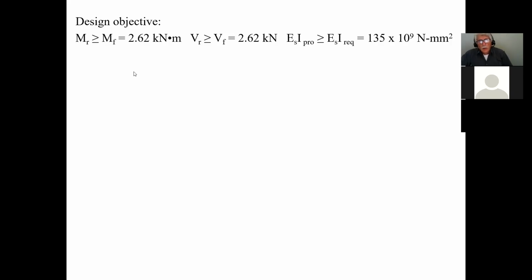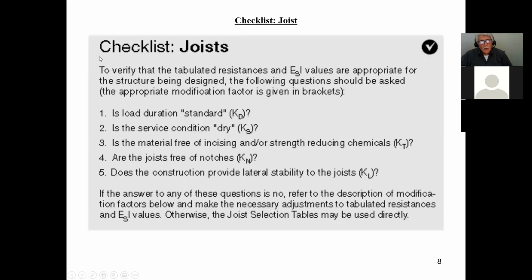Now, we know that if we go to the joist checklist, to verify that the tabulated resistance and EI values are appropriate for the structure being designed, the following questions should be asked. In other words, you're only allowed to use the values in the tables if the load duration is standard. Are you just applying a snow load or a live load? If the answer is no, then you have to modify the values in the table.